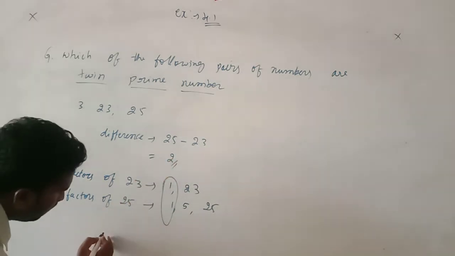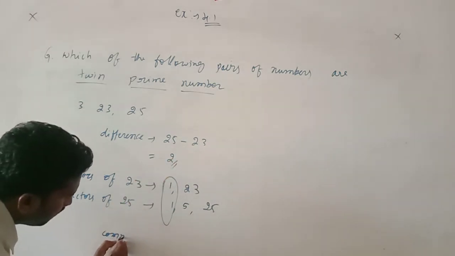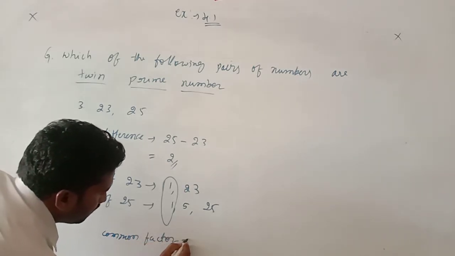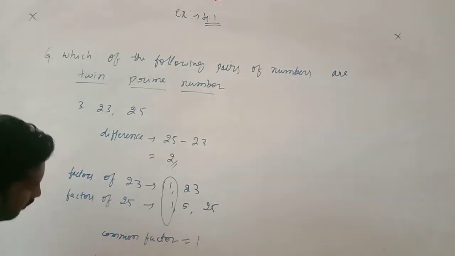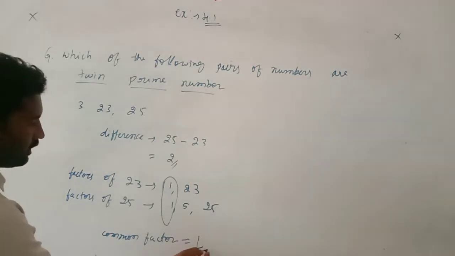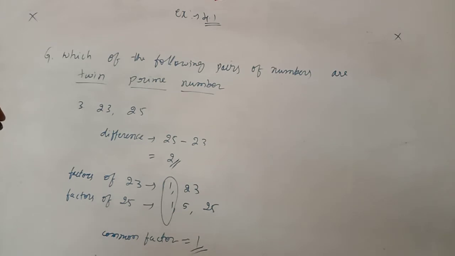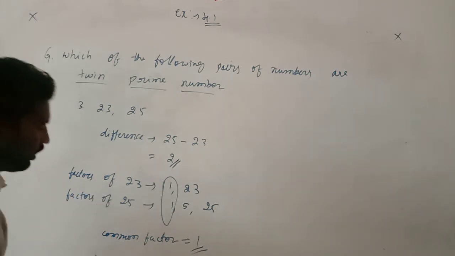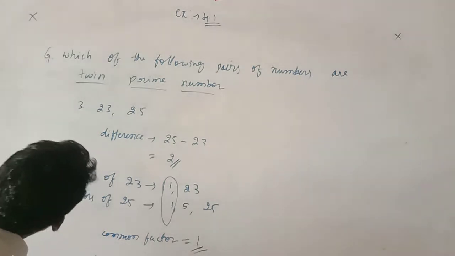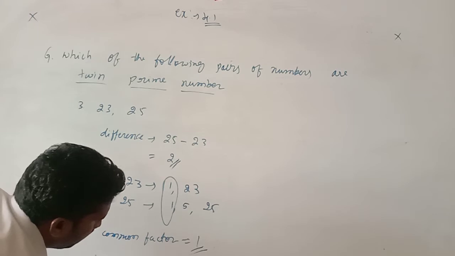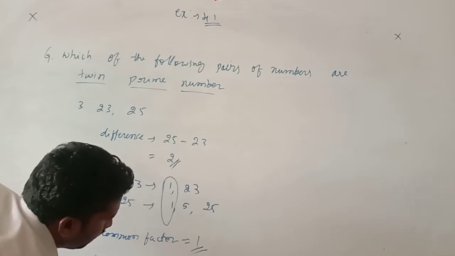Now we can decide: the common factor equals 1 and the difference between the two numbers is 2. So the numbers are twin primes. Therefore 23 and 25 are twin primes.